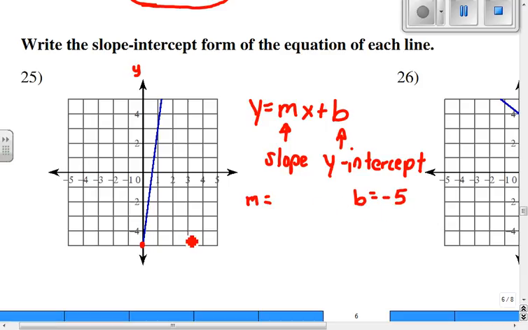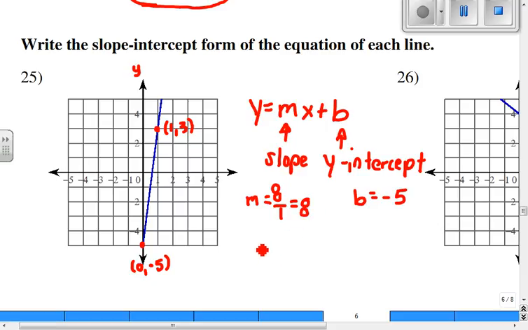Okay, what's our slope? Well, to find our slope, we need 2 points that our line goes through. It goes through this point right here, which is (0, -5). Now let's find another point. It goes through this point right here, which is (1, 3). So let's count. Our rise is 1, 2, 3, 4, 5, 6, 7, 8. And our run, well, we went 1 to the right, so that's positive. So we can just write that as 8. 8 over 1 is just 8.